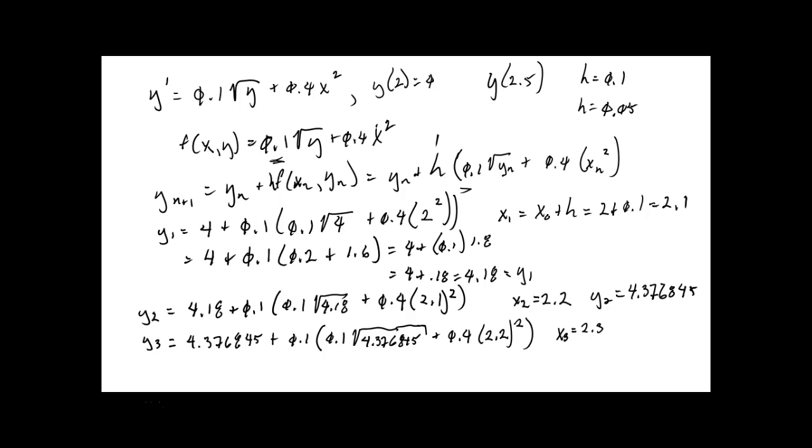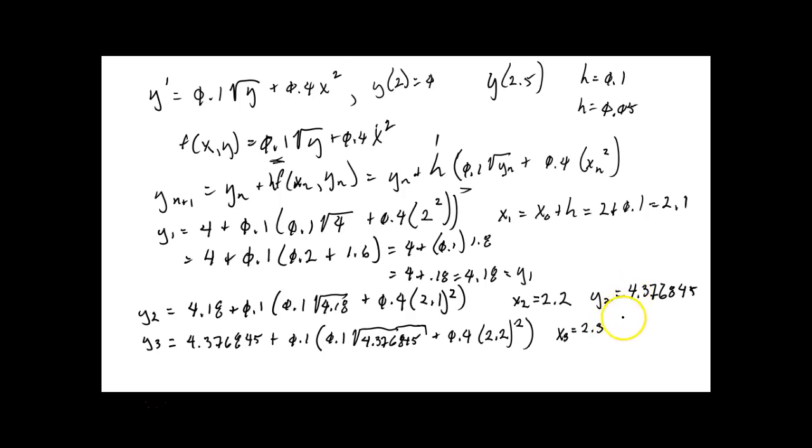So let's see what we get. I've got the Y1 here. That's good. I'm going to leave it on there, plus 0.1 times parentheses, 0.1 times the square root of 4.376845, plus 0.4 times 2.2 squared, close parentheses, equal. I get 4.5914, I think. What do they get? Same thing. Yeah. I may do a few more digits.